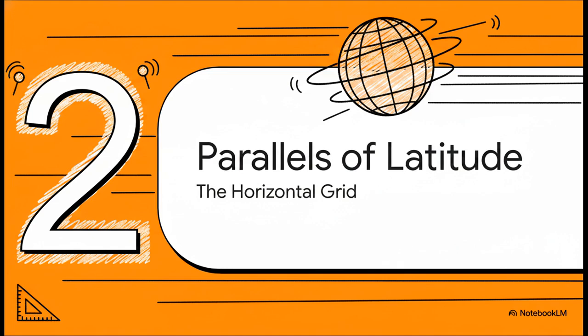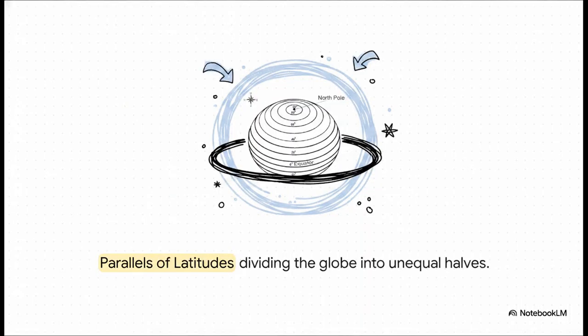Moving right along to section 2, parallels of latitude, or the horizontal grid. Now that we have our poles locked in, let's start building the horizontal framework. Think about how the equator acts as the largest one of these, what we call a great circle. From there, all the other parallel lines get progressively smaller and smaller as they approach the poles.